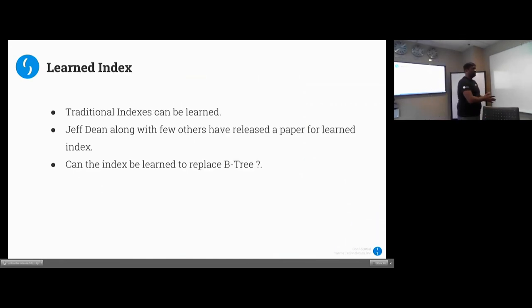So the question is, can an index be learned? That is where it's going. Can we actually learn an index?